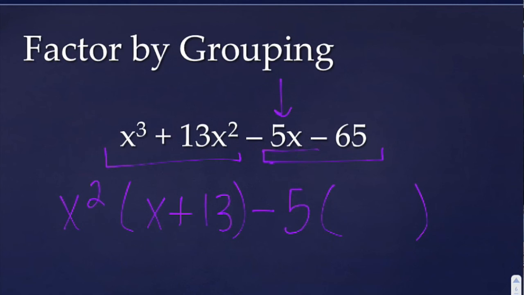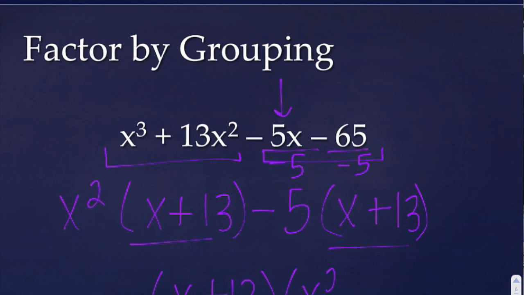If I divide negative 5 into negative 5x, I am left with positive x. If I divide negative 65 divided by negative 5, I am left with positive 13. Be careful with your signs there. So now they have x plus 13 in common, and I am left with x squared minus 5.